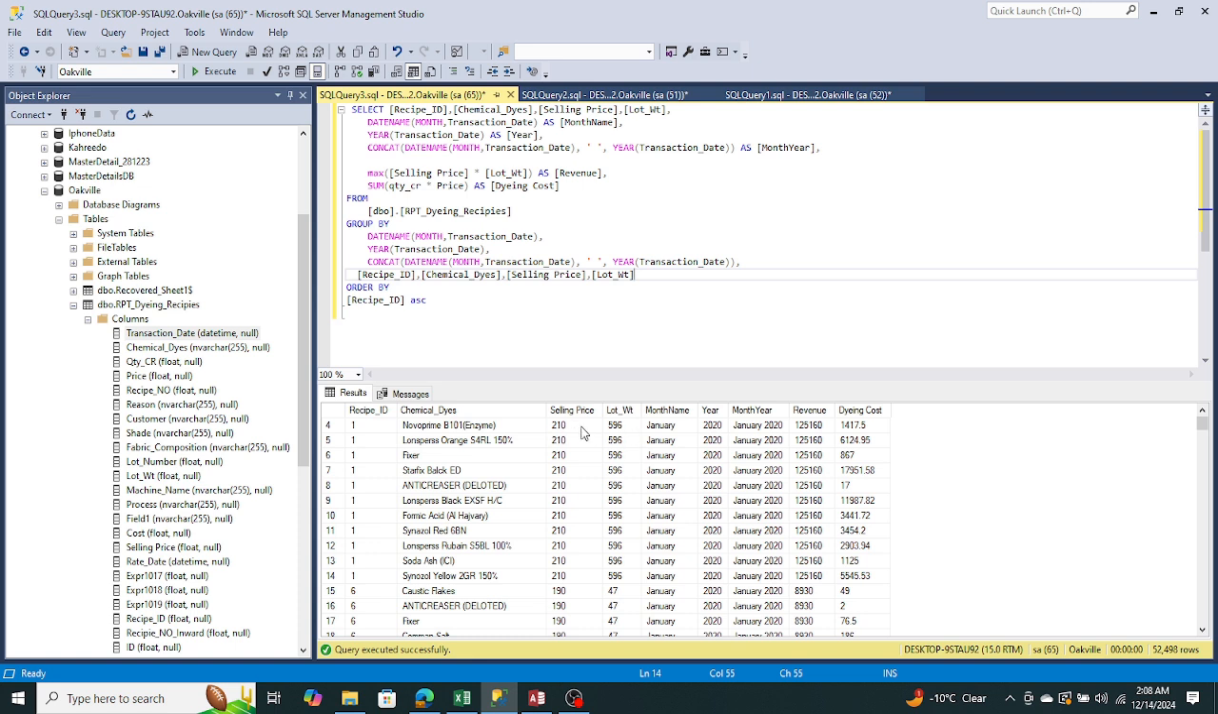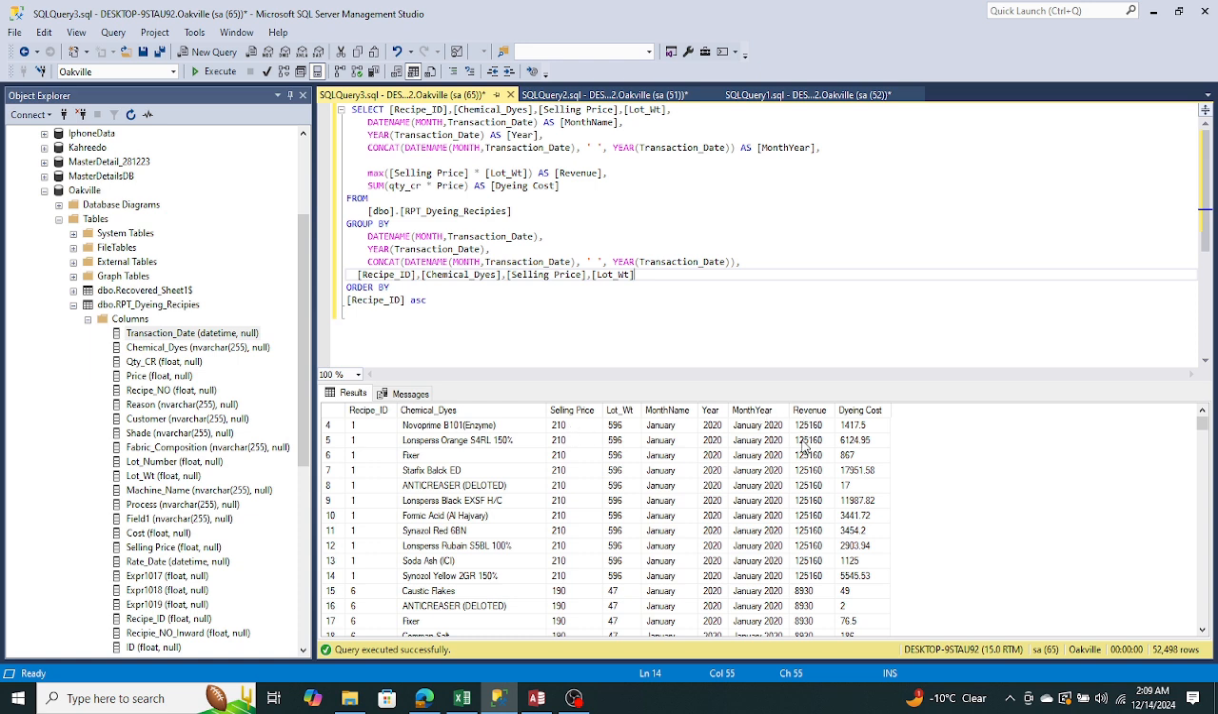So if we multiply these two together, we will get 125,160. Let's see. Yes, 125,160. So basically, these are the constant values. This is the one-time price. The price is fixed for this order, and the total weight of this fabric lot is 596.